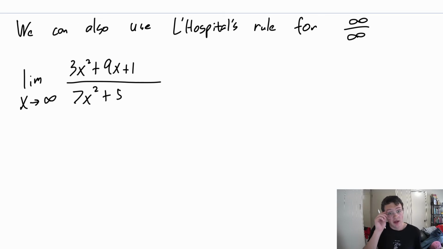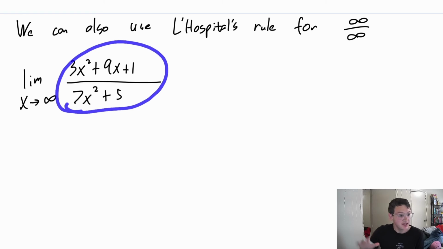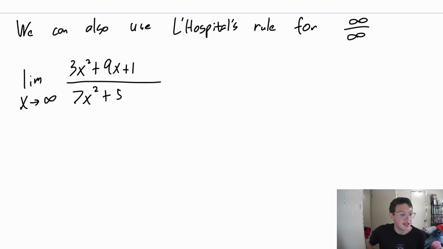One cool thing about L'Hopital's rule is we can also use it for infinity over infinity. Right? Previously, we've been seeing 0 over 0. We can also use it for this infinity over infinity. We have other methods for finding horizontal asymptotes like this, behavior as x goes to infinity. But this is another kind of more straightforward way to do it. If we try and plug in infinity here, we're going to get infinity on top, infinity on the bottom. So we can apply L'Hopital's rule.